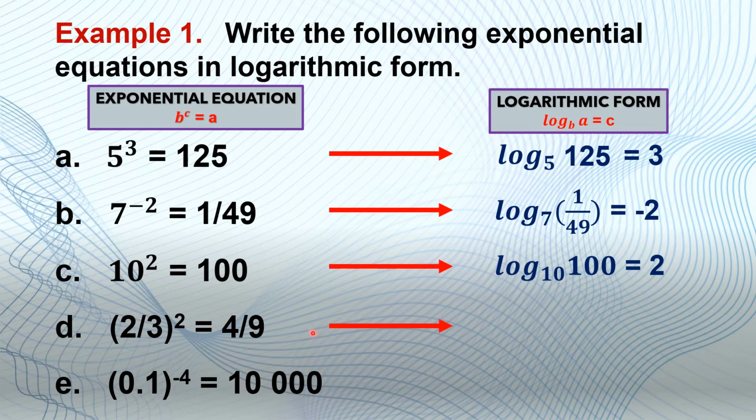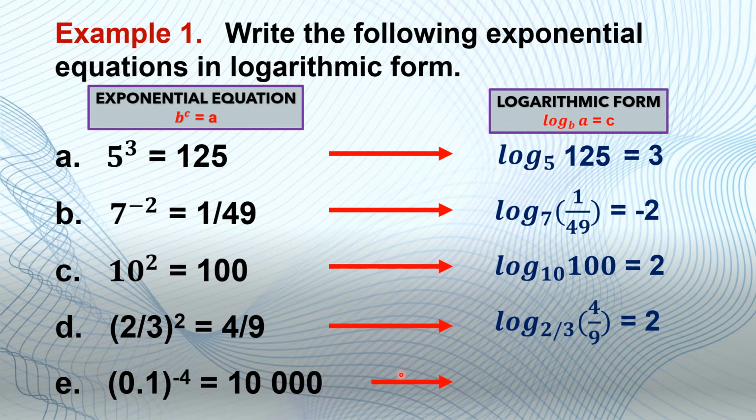Next, our base is 2/3. So our base in this logarithm is 2/3, and the exponent is always the answer of the logarithmic form, so equals 2. And 4 over 9, which is the A here, is the A beside the logarithm, so we have 4 over 9. So we have now log of 4 over 9 with base 2/3 is equal to 2.